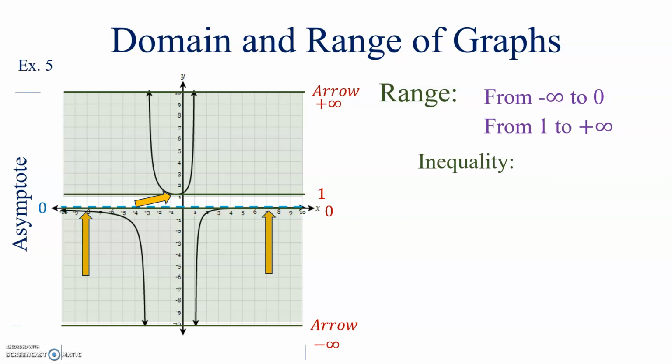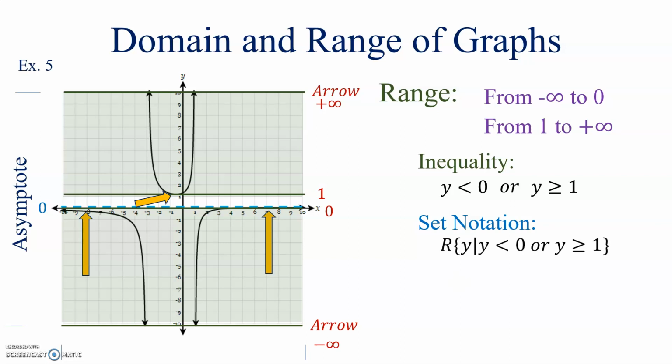If we look at the inequality, we will include that 1. So there's the bottom, there's the top, put the or. Set notation, same thing, exact same thing. And then interval notation, using our parentheses and brackets. Nope, everything is just parentheses. There we go.